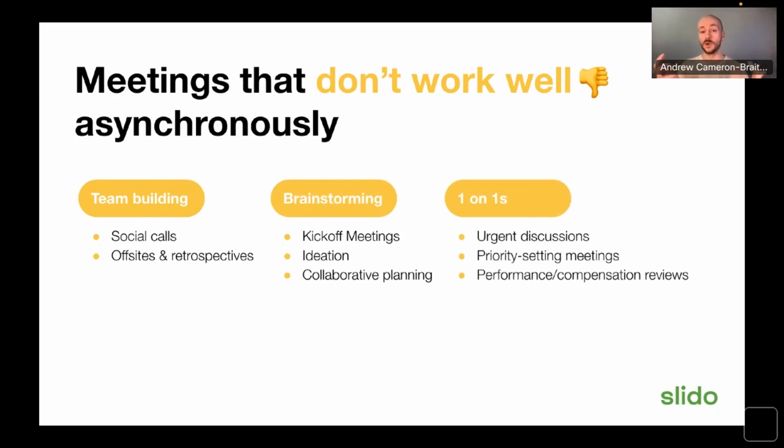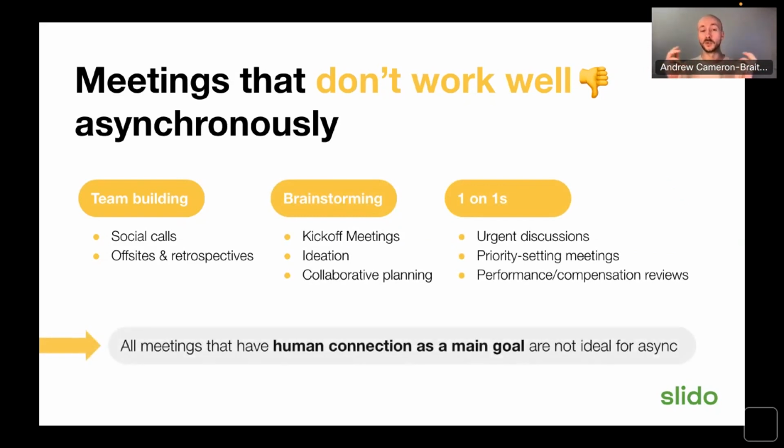And of course, your one-on-ones. So if there's an urgent discussion to be had or you're having a performance review with your colleague, you'll want to do that synchronously together at the same time. And our rule of thumb here is that all meetings that have human connection as a main goal are not ideal for async.